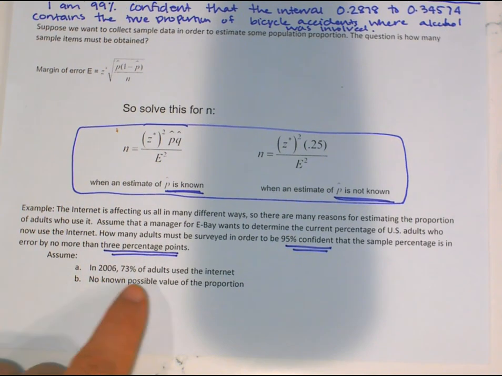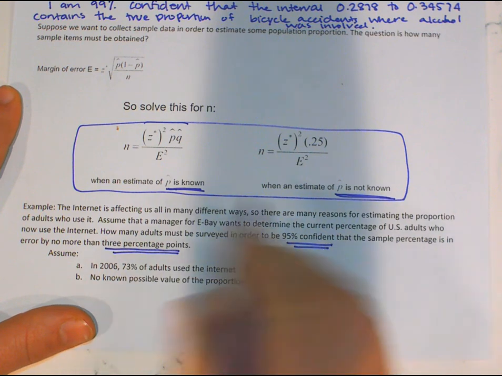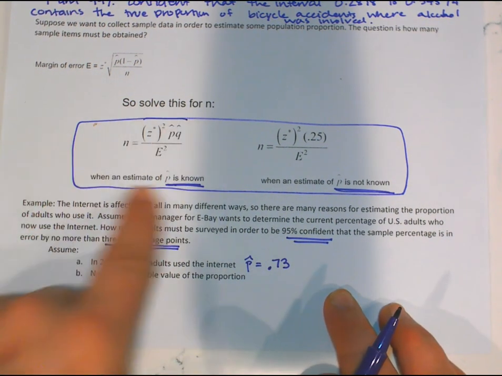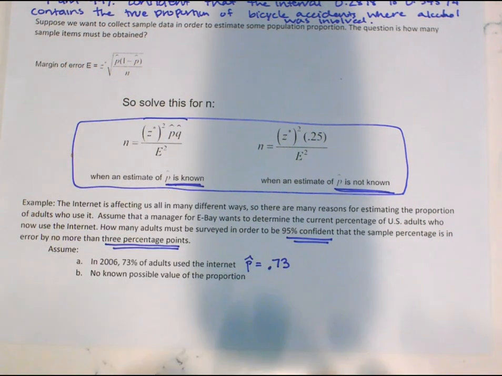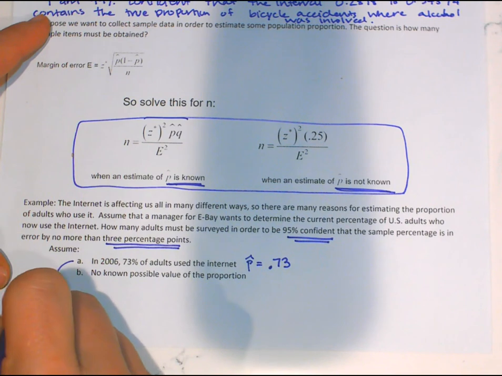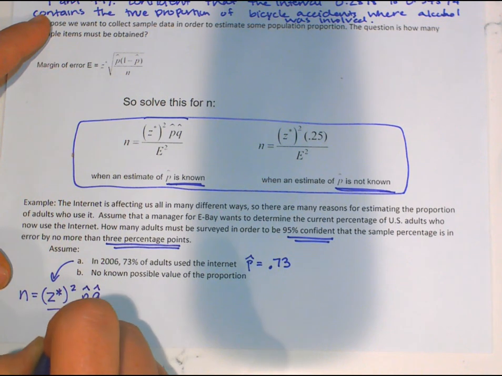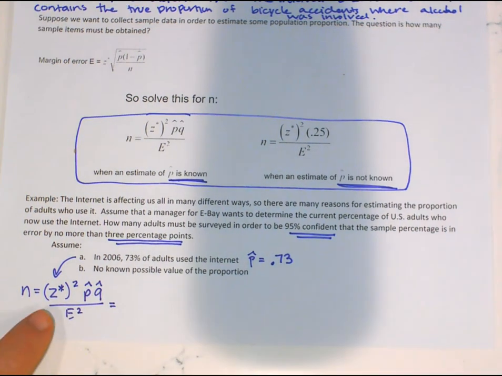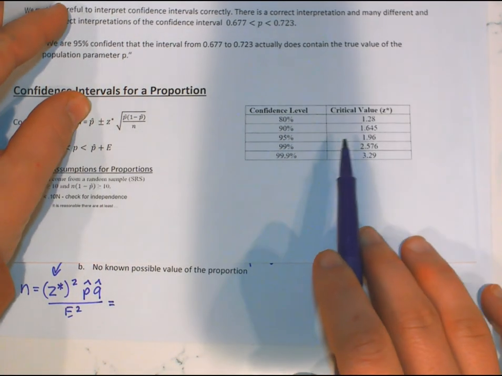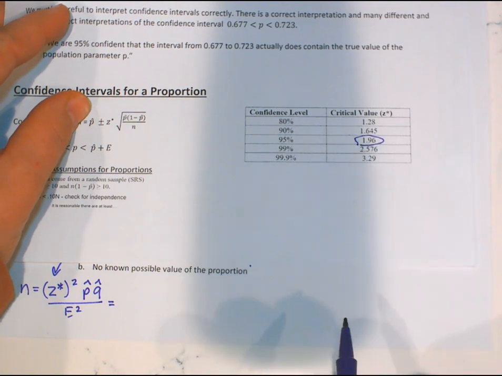So it says in 2006, 73% of adults use the internet. So this would be, right, that our population parameter or our proportion here is 0.73. So for part A, we're going to use this equation because we have an estimate already that we're going to base this off of. So I'm going to use this equation, z star squared times p times q over e squared. So z star is that critical value we talked about earlier, and we have a table of that in our notes that we can refer to. If I want to be 95% confident, I'm going to use the critical value 1.96.